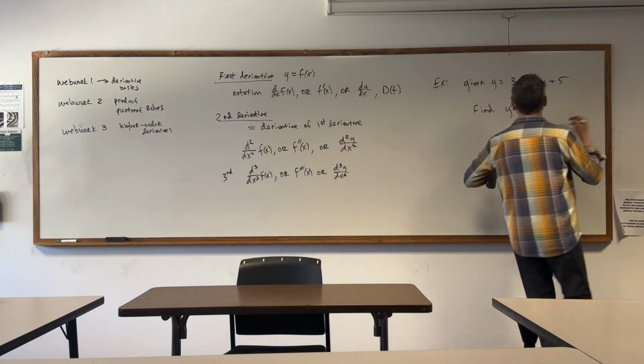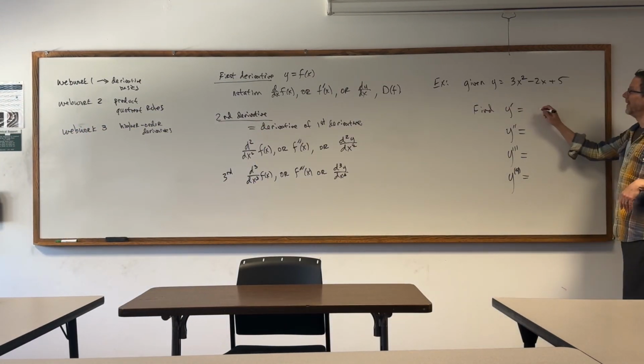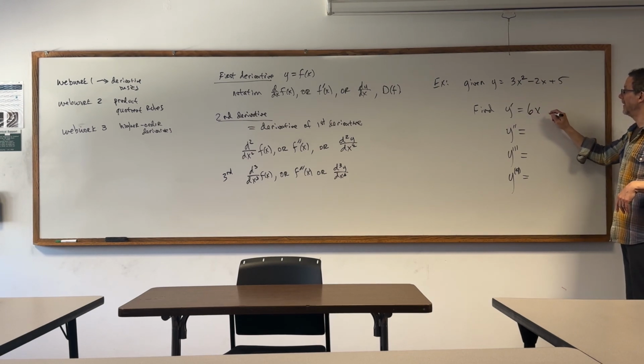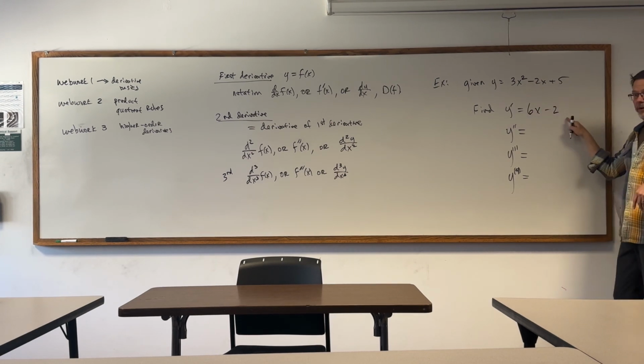4 ways. Oh, okay, somebody give me the first derivative. 6x minus 2, and then the 5 goes to 0.